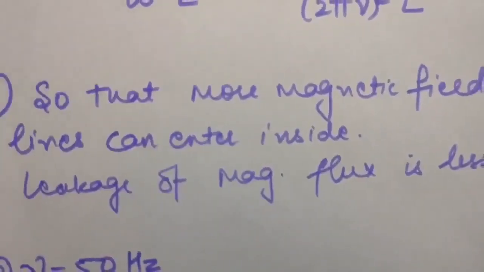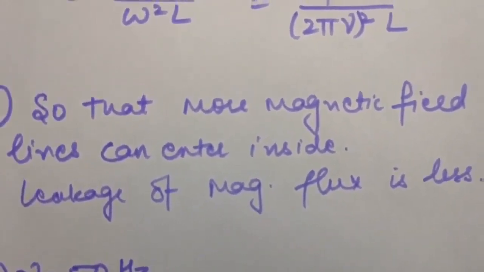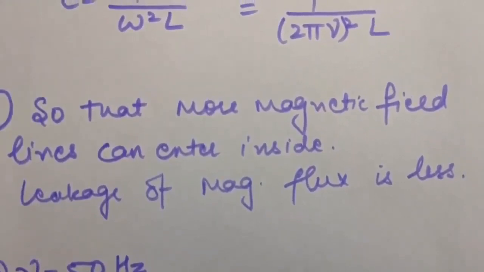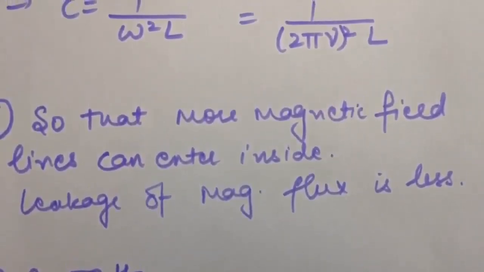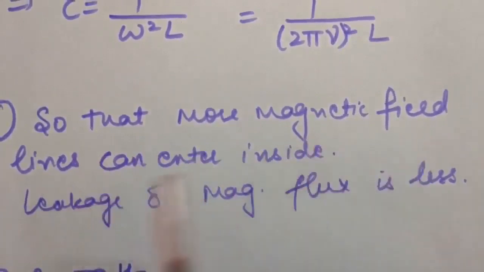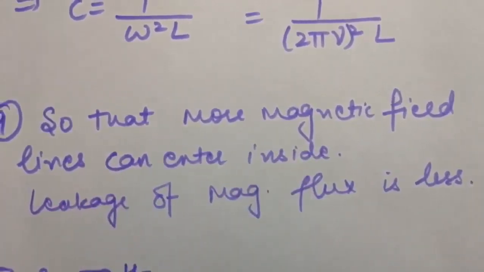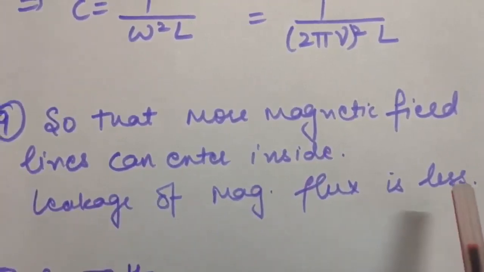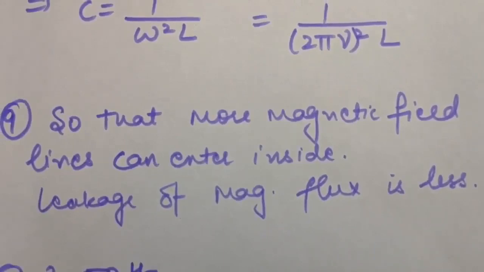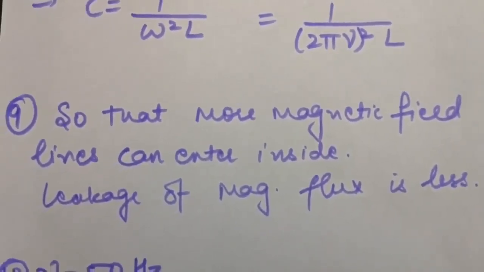Okay, so the ninth question asks why the core of a transformer has high permeability. By high permeability, we mean that more magnetic field lines can enter inside the core. So the first reason is that more magnetic field lines can enter inside the core, and the second is that leakage of magnetic flux is less. If the core attracts more and more magnetic field lines, the leakage of magnetic flux will be very less due to the high permeability.